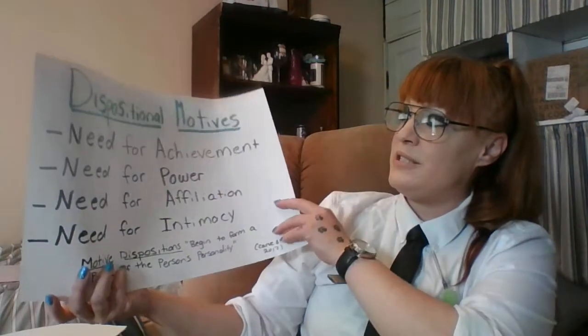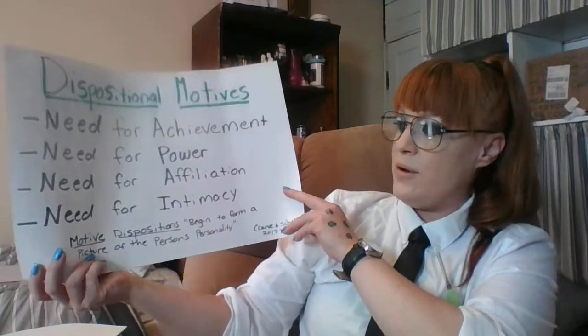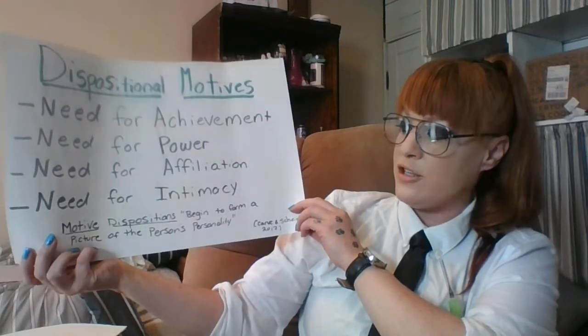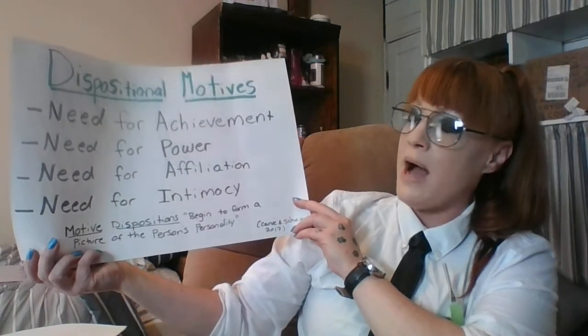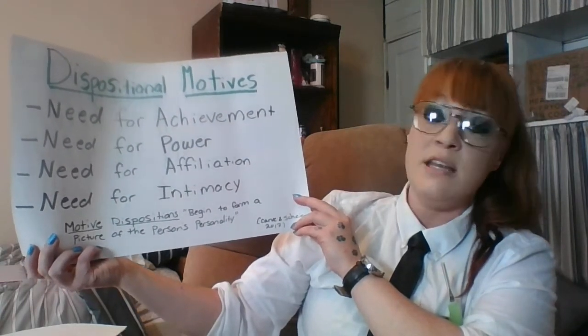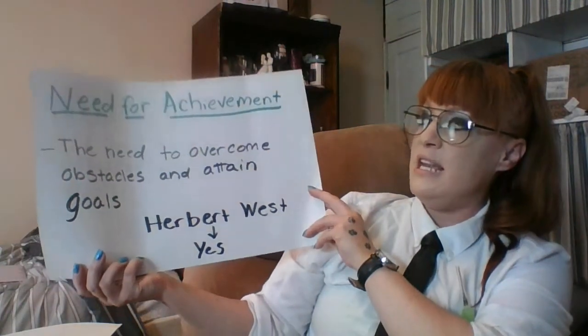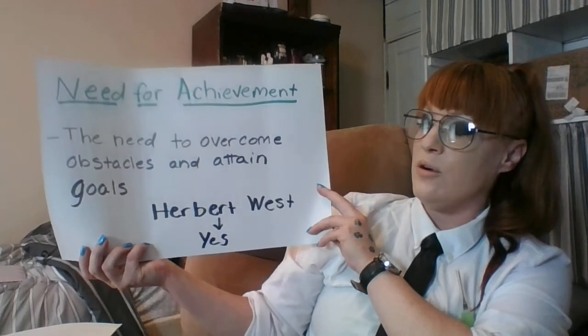Next thing I'm going to go over is the dispositional motives. Motive dispositions begin to form a picture of the person's personality: need for achievement, need for power, need for affiliation, need for intimacy. So, need for achievement: the need to overcome obstacles and attain goals.